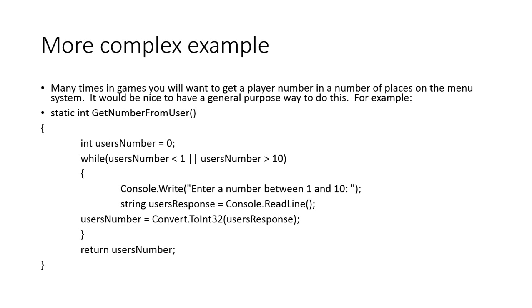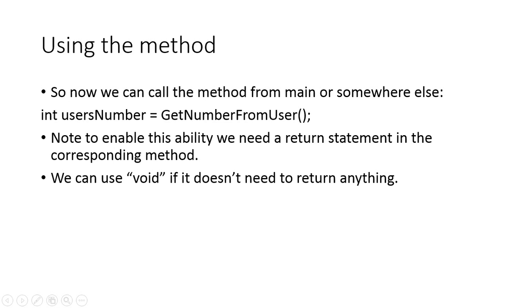So we might want a method called getNumberFromUser. Basically, this is saying enter a number between 1 and 10, get the user's response. While it's less than 1 or greater than 10, keep getting it so we've got a valid one, and then eventually return the user number. And as we said, this is how you can simply do that. You can say int userNumber equals getNumberFromUser.